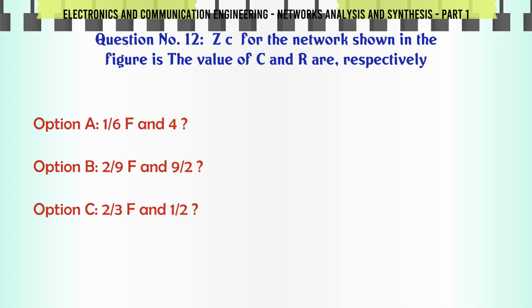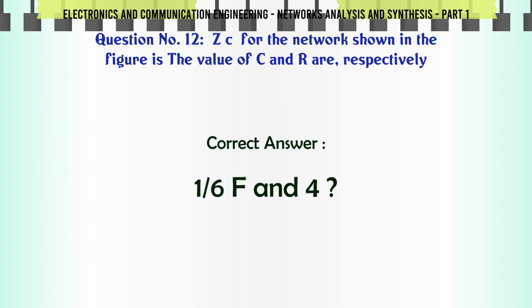ZC for the network shown in the figure is the value of C and R respectively. A. 16 farad and 4. B. 29 farad and 9-2. C. 23 farad and 1-2. D. 12 farad and 1. The correct answer is 16 farad and 4.